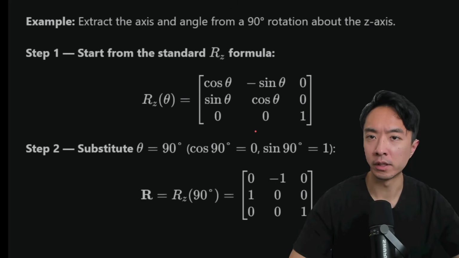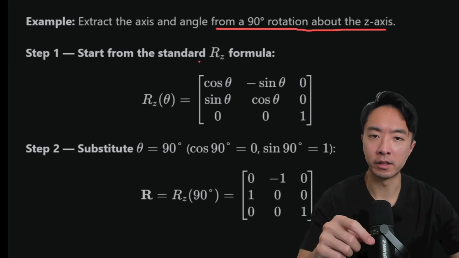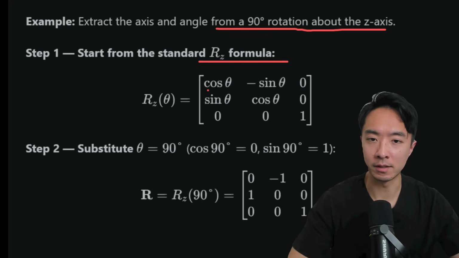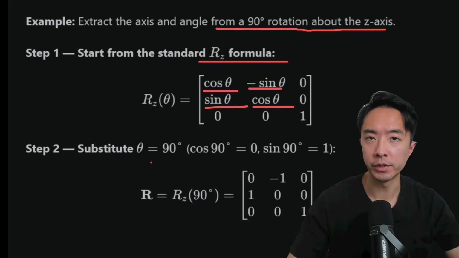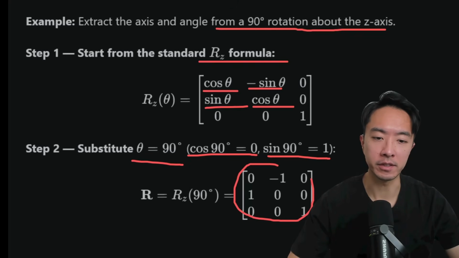So let's go through a concrete example using an axis angle from a 90-degree rotation about the z-axis. We start off with the Rz formula, the rotation about the z-axis, and we could see this is the formula here: cosine, sine, negative sine, cosine. So what we want to do is substitute for the angle theta, and we know that cosine of 90 is 0 and sine of 90 is 1. From that, we get this matrix here: 0, negative 1, 0, 1, 0, 0, and 0, 0, 1.